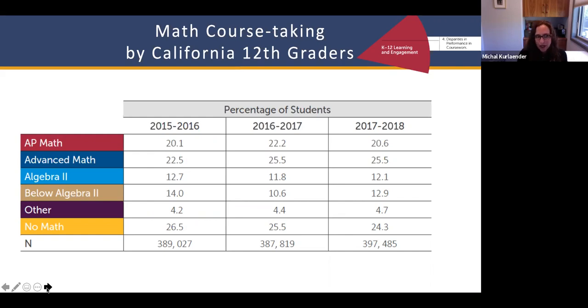Also pay attention to the yellow bar, or the yellow category, which is no math, in response to the idea that students should be taking 4 years of math for college readiness. So you'll see about a quarter of students did not take math. A quarter of 12th graders in California did not take math. Actually, 60% of those students took Algebra 2 or higher in their 11th grade year.